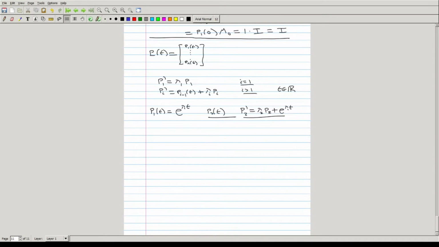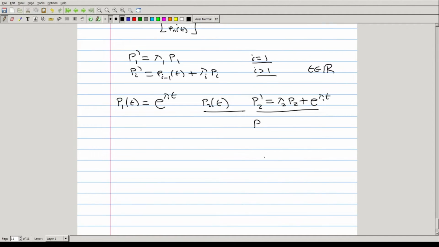And this is a linear single ODE for p2 that is linear, constant coefficient, and inhomogeneous. So using the variation of constants formula, we can solve p2, and p2 of t will be equal to e to the lambda 1t minus e to the lambda 2t over lambda 2 minus lambda 1, in the case of distinct eigenvalues, while in the case of non-distinct eigenvalues, if lambda 1 equals lambda 2, we get that p2 of t is just going to be t times e to the lambda 2 t.